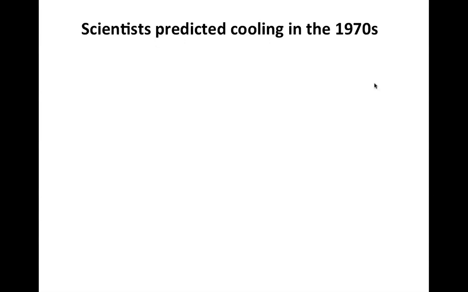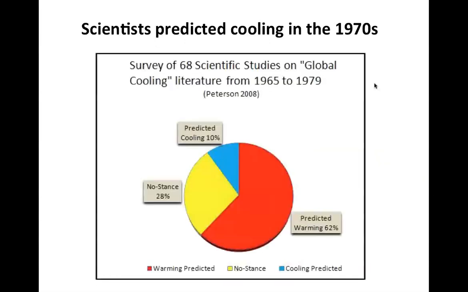And someone might say, well, scientists predicted cooling in the 1970s. How do we know they weren't wrong then? Maybe they're wrong now about predicting warming. So let's go back to the 70s. This is a survey of scientific studies on cooling. You can see that about 10% of the papers that they surveyed predicted cooling. However, about 62% predicted warming.